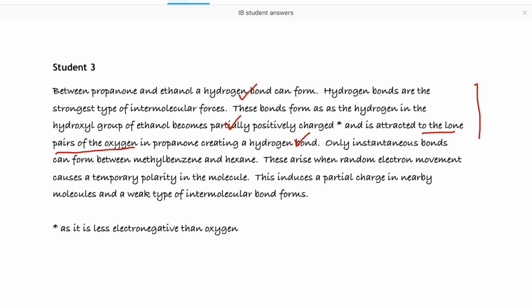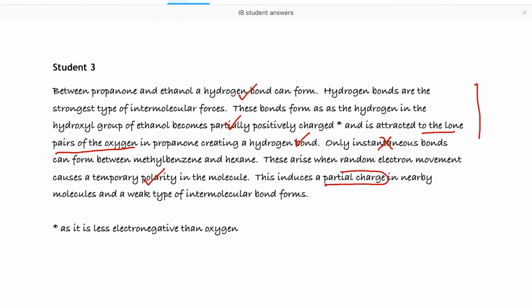Only instantaneous bonds can form between methylbenzene and hexane. That is not the correct name for that type of intermolecular bonding. These arise when random electron movement causes a temporary polarity in the molecule. According to the mark scheme, that would be allowed, so we can give a mark there. This induces a partial charge in the nearby molecules, creating weak intermolecular forces.